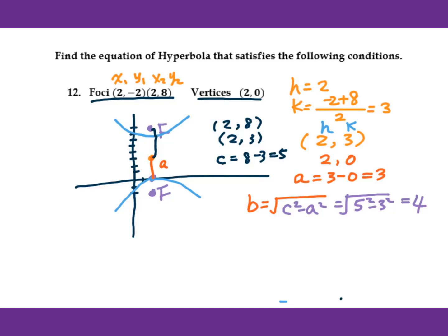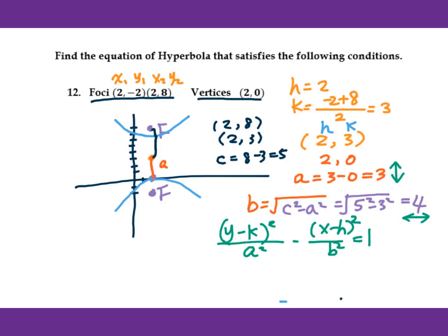For A and B, we follow the arrow. A is vertical, B is horizontal. Therefore, A will be below y squared and B will be below x squared. Therefore, we got y minus k squared over A squared minus x minus h squared over B squared equal to 1.